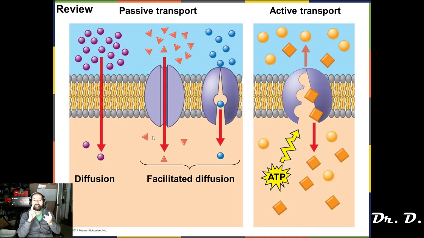So, for example, the potassium channel only allows potassium to cross. The chloride channel allows chloride to cross. The sodium channel allows sodium to cross.